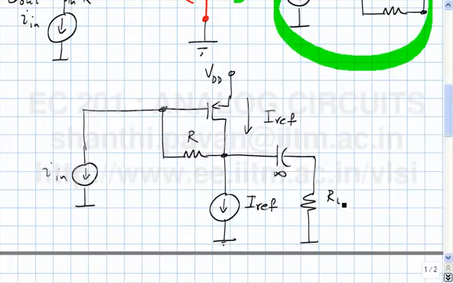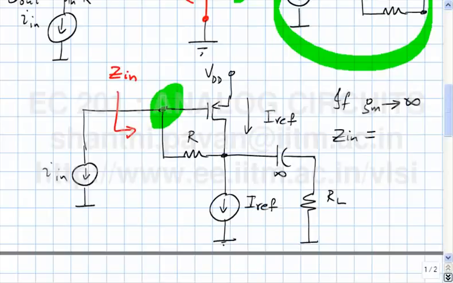So if the Gm of the transistor tends to infinity, what is Z in? Okay, how will you figure out what the input impedance is? Push in an incremental current, measure the voltage developed across the port, and the ratio of voltage to current should give you the incremental impedance. What is the incremental potential at this node?